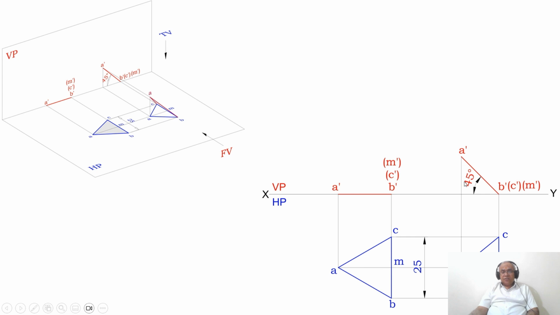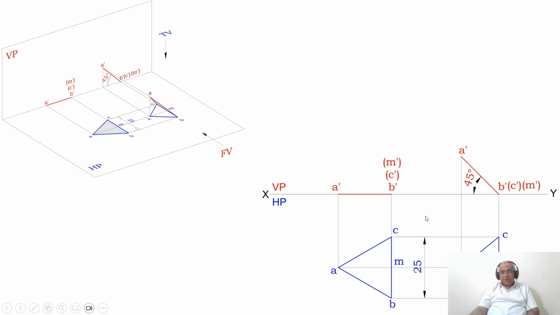Then draw a vertical projector from A dash and draw a horizontal projector from A, you get this point. That is going to be the point A. Similarly, draw a vertical projector from B dash, C dash and M dash. Draw a horizontal projector from B to mark that point B. Similarly, draw a horizontal projector from C till this line. So you mark that point as C.